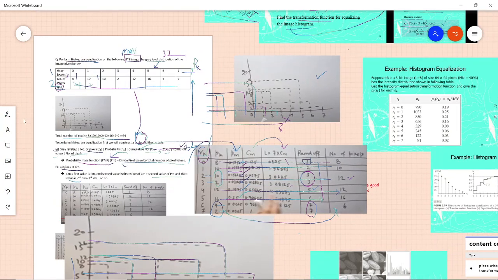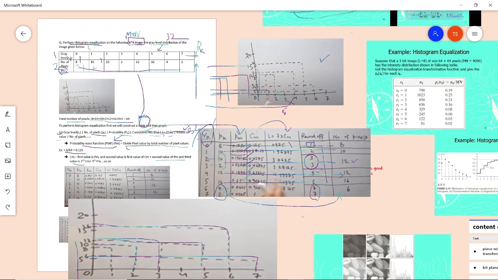Now plot the histogram equalization. In total we have 8 levels, 0 to 7, with these numbers of pixels. For 0 it is 8, for 2 it is 10, for 3 it is 12, for 5 it is 12, for 6 it is 16, and for 7 it is 6. This is the histogram equalization graph. In this way we have to perform histogram equalization.